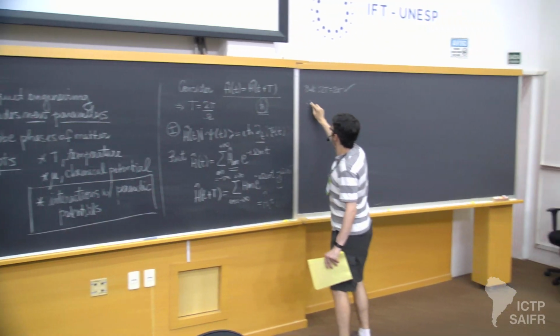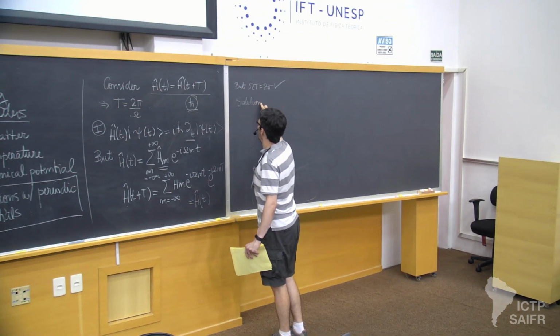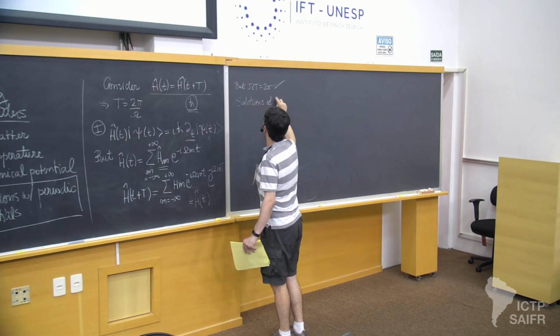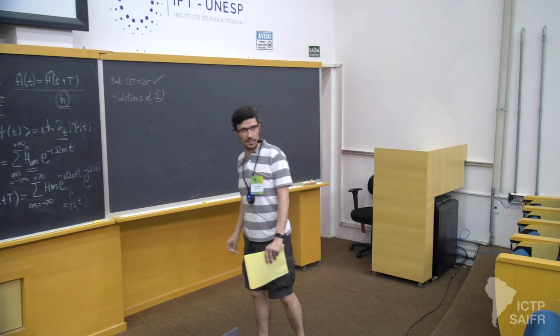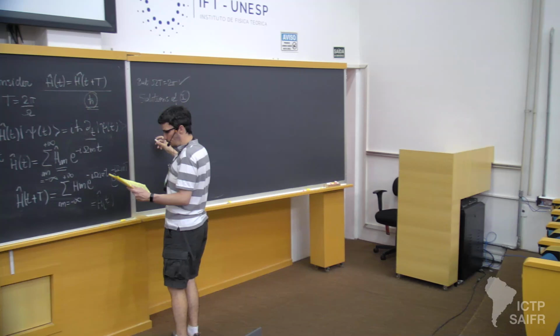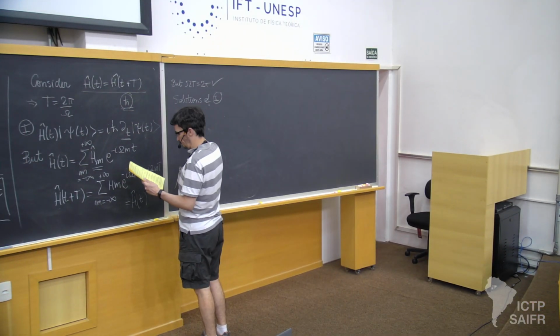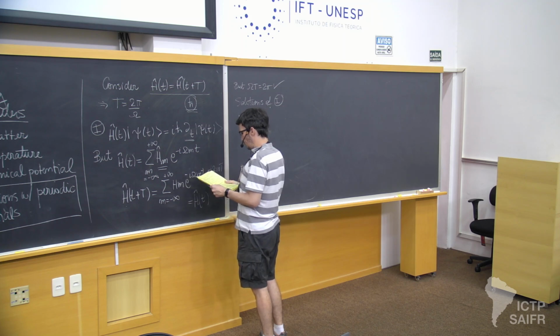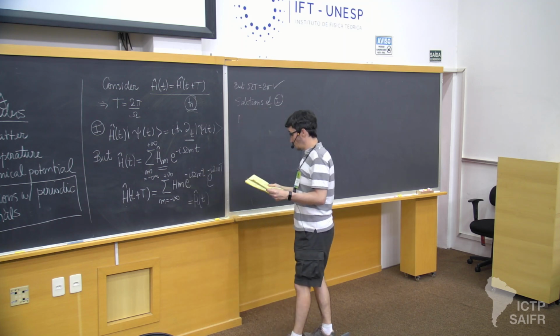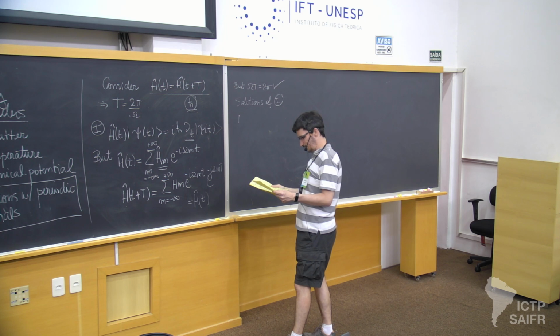So the solutions of 1 have the following form. This is the theorem. What I'm going to say next is the theorem. So the solutions of 1 have the form, all right, maybe I'm not ready to write the solution just yet, maybe in a moment.